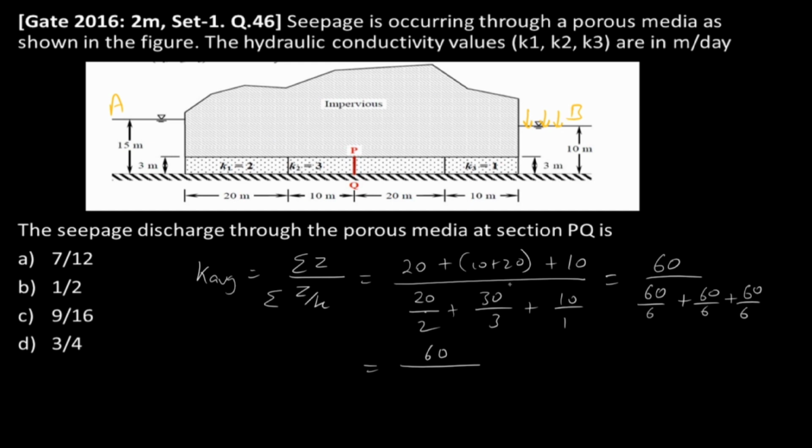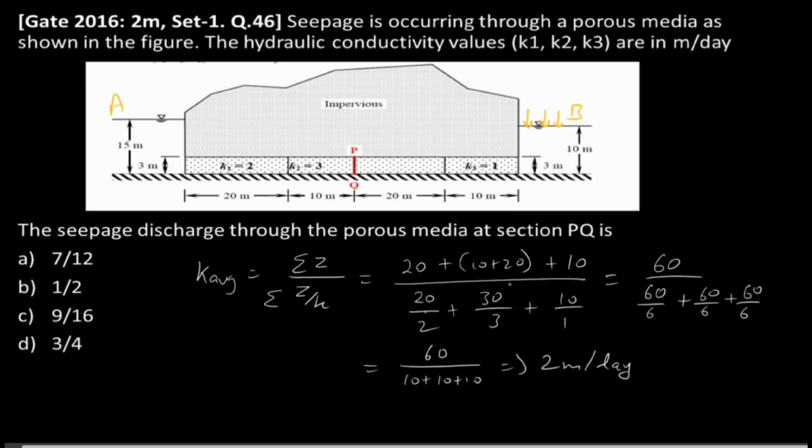60 divided by 10 plus 10 plus 10, which will be equal to 2 meter per day.